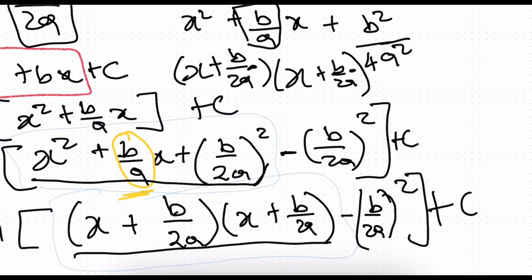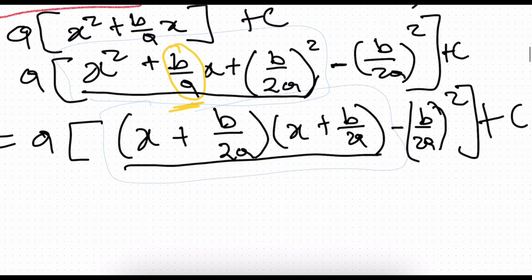So how do you know which one to use between the two? Because you have plus b over 2a squared, and you also have a minus b over 2a all squared. Depending on the sign of this middle term, if there was a negative here, we would open bracket using the negative sign. But since there was a positive here, we only focused on the one that had a positive sign. That's how you decide which one to use in your quest to open brackets.